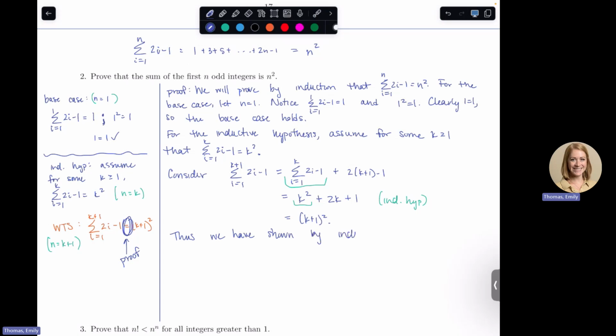So we have shown by induction that the sum from i equals 1 to n of 2i minus 1 is equal to n squared.